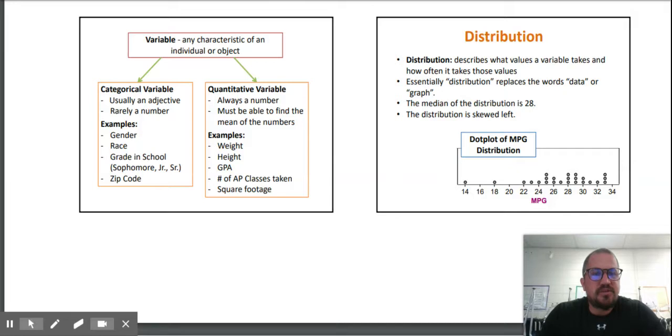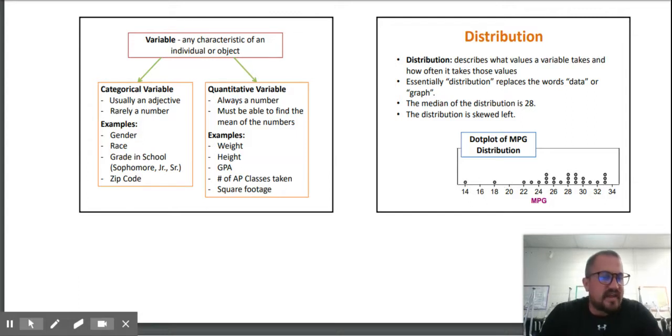And a distribution is what we're going to talk about. A distribution describes what values the variable takes and how often it takes it. So again, a dot plot is an example of a distribution. It is skewed to the left. When we talk about skewed, we talk about where the tail is. And in this one, you can see that there is a tail in the graph off to the left.